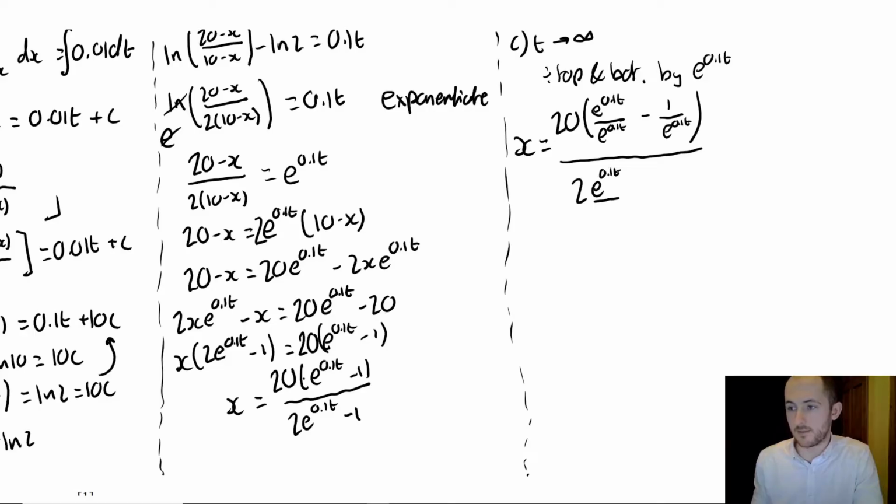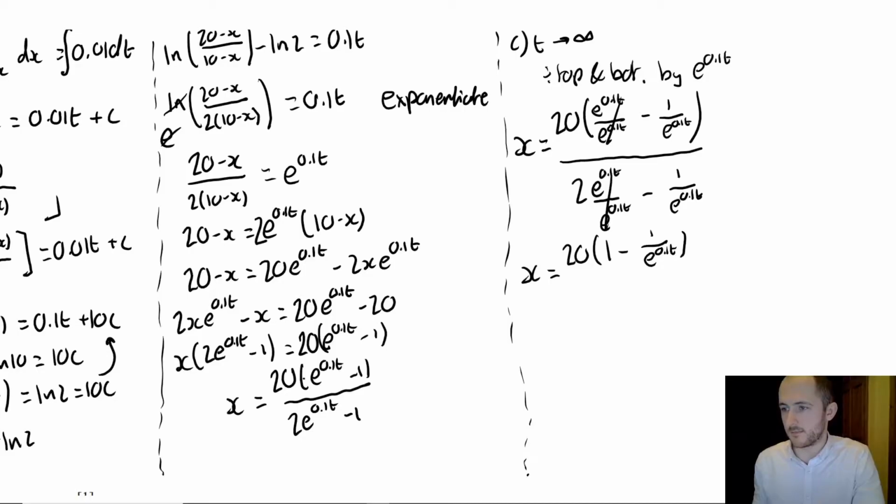And the bottom, right? So now what we can do is we can actually cancel these down. So I'm going to write out again. So we have x equals 20, 1 minus 1 over e to the 0.1t, over 2 minus 1 over e to the 0.1t.